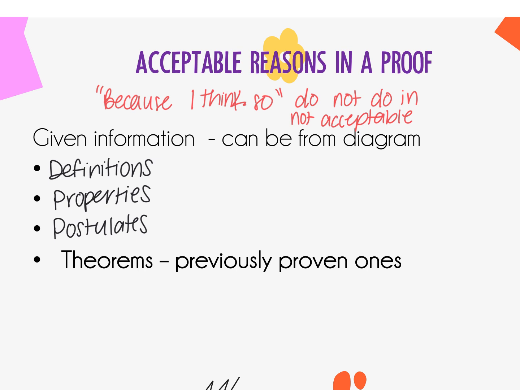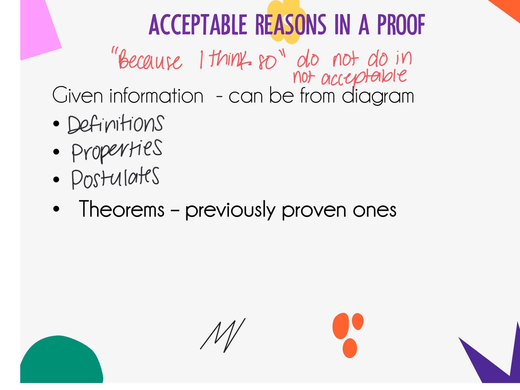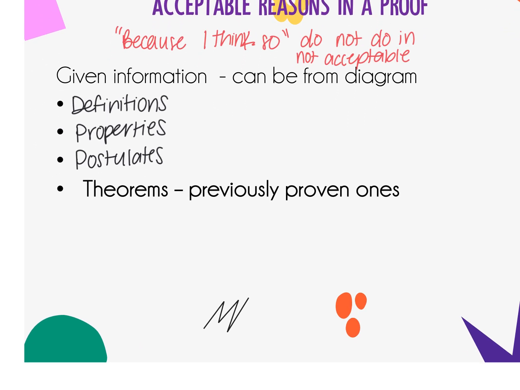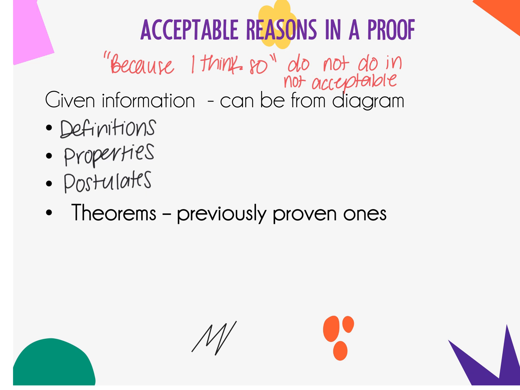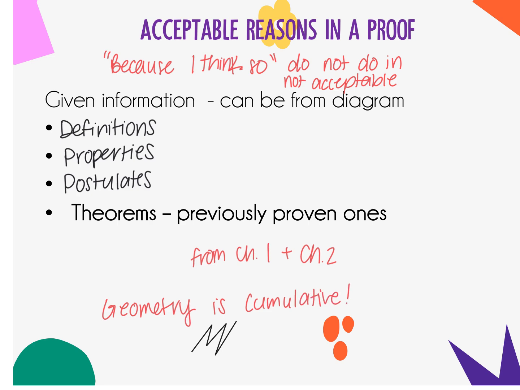So, theorems. Previously proven ones. We are on chapter 2. You are only using theorems, not even theorems, postulates and properties from chapter 1 and chapter 2. Okay? So yes, you have to remember information from chapter 1. Something you guys should know, and I've been saying it: geometry is cumulative. Did I spell it right? Cumulative. Okay, please do not forget that.